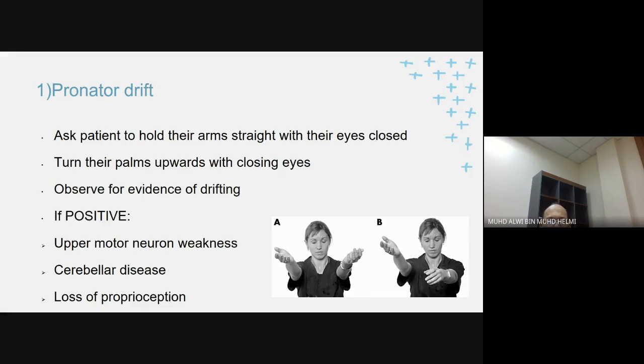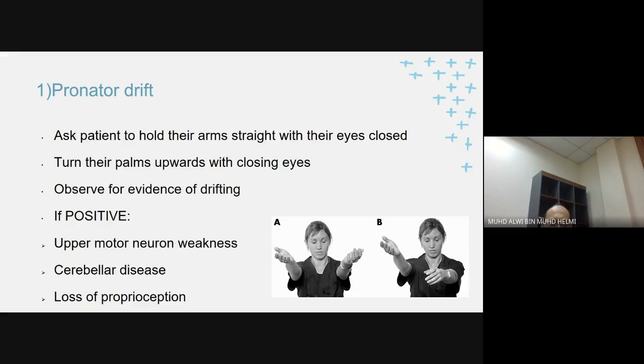And in pronator drift, how will the upper limb drift? In what direction will the upper limb drift when they have a cerebellar lesion? Because you mentioned upper motor neuron weakness can cause pronator drift. If you've got lower motor neuron problems or a spinal problem with loss of proprioception, you can also get pronator drift. So how do you differentiate them?